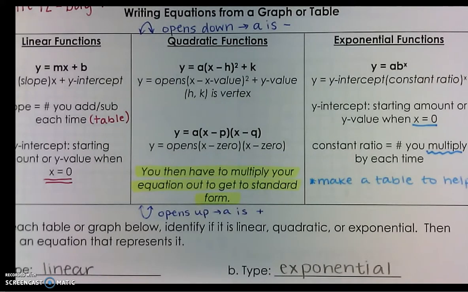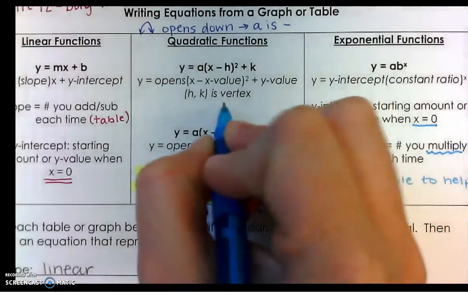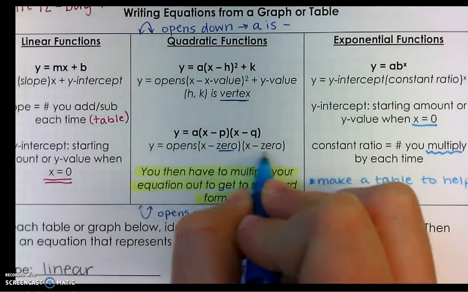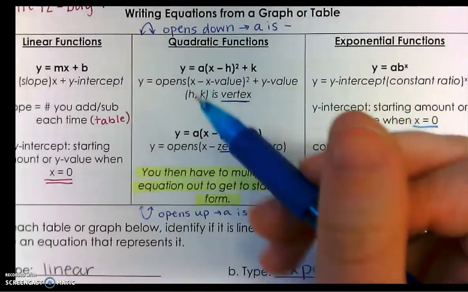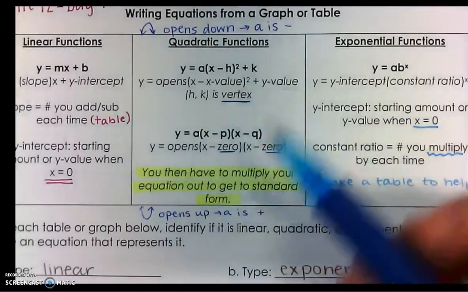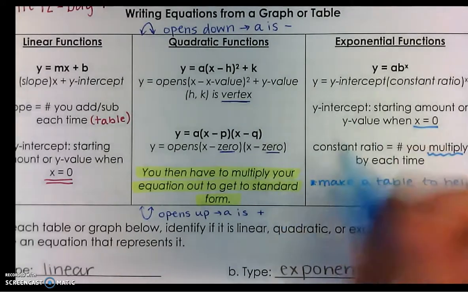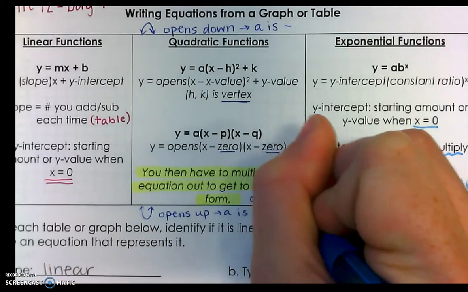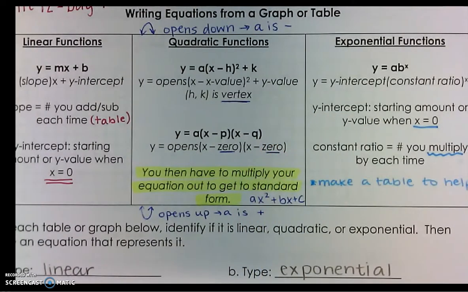The last type of writing equations we're going to do is for quadratic functions. For this, there are two different options for how you can start. You can either start by using the vertex in vertex form, or you can start by using the zeros. No matter which of these you start with, you're going to have to multiply it out to get it back to standard form. Remember, standard form is ax squared plus bx plus c.